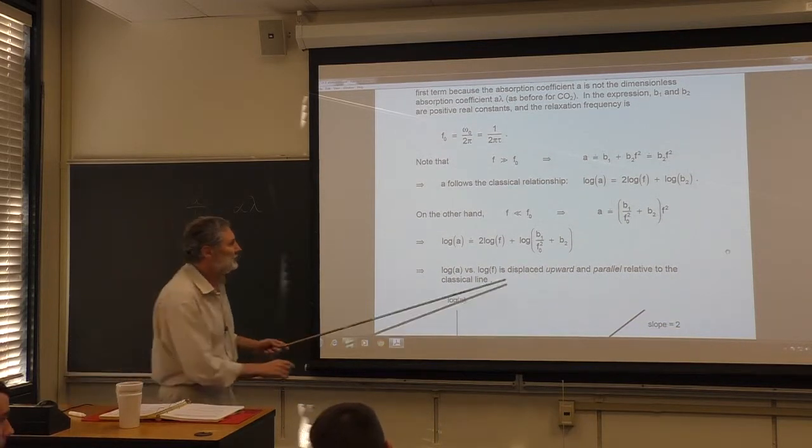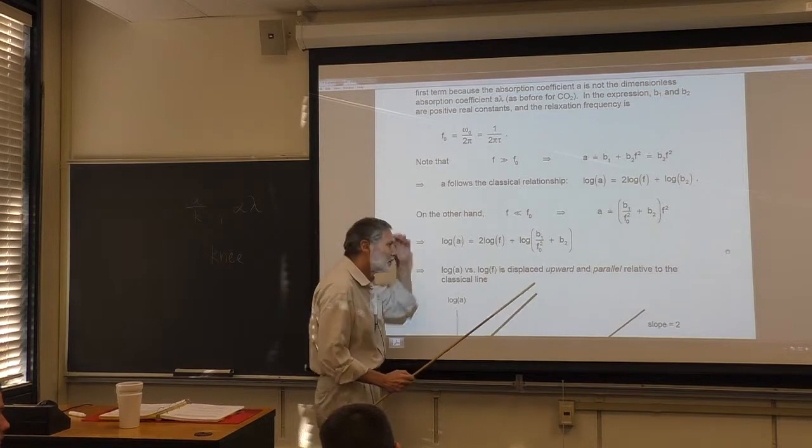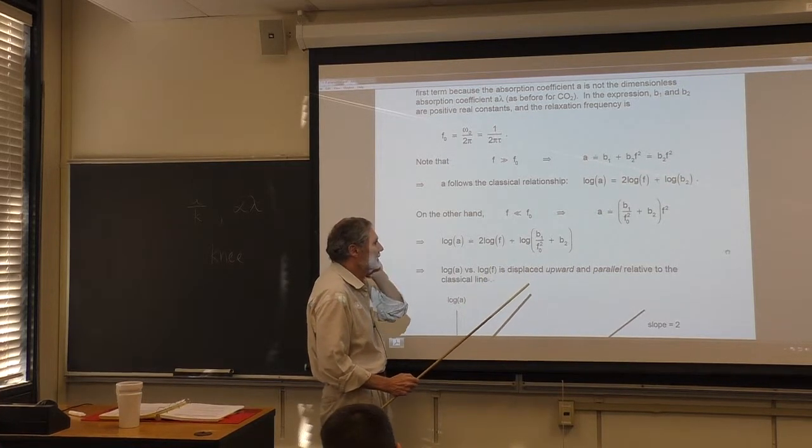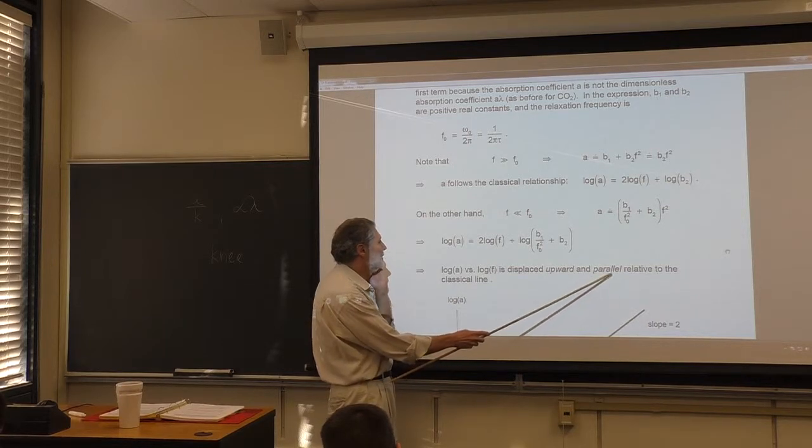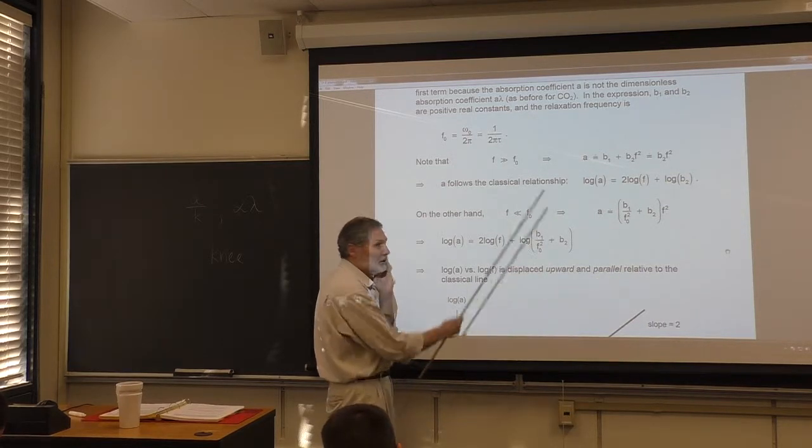So it's displaced, lower well below the relaxation frequency. The curve is going to have the same slope, so it's displaced parallel relative to the classical line and upward, as you can see.